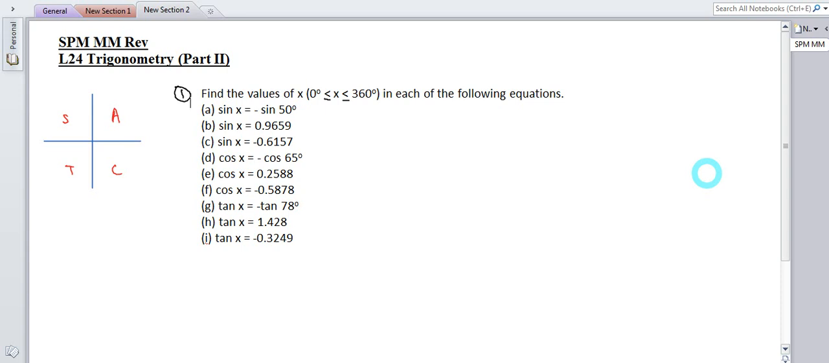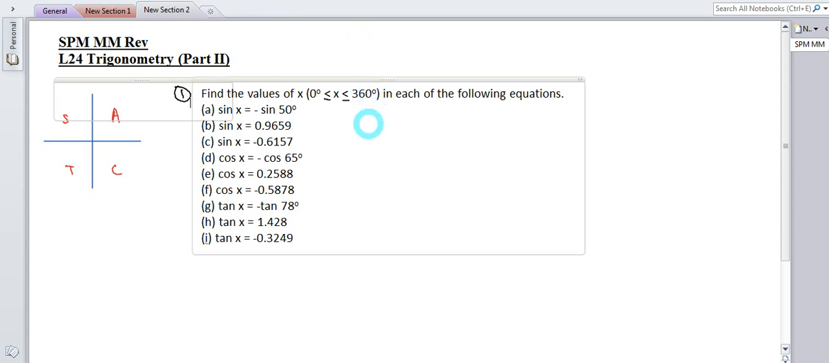This is lesson number 24, SPM Modern Maths revisions. This is Trigonometry part 2. If you haven't watched my part 1, you can go back to my part 1 first. In the last video, I talked about these rules, ASTC, and also how to use the Pythagorean theorem to find the length of the side of a right angle triangle, and also how to determine the reference angle. Okay, today let's continue to part 2.